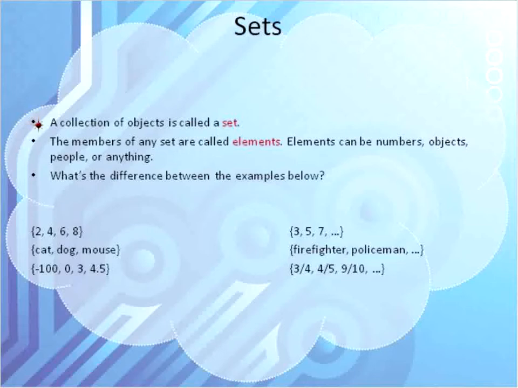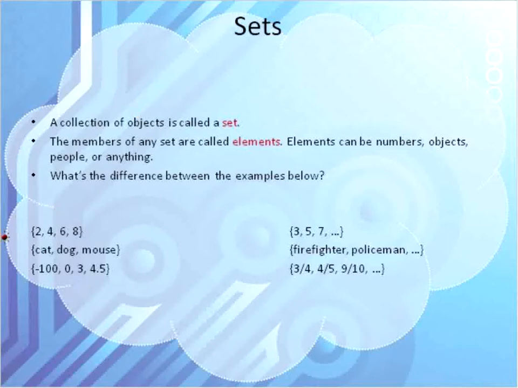Sets. A collection of objects is called a set. The members of any set are called elements. Elements can be numbers, objects, people, or anything. So if we're talking about the months in a year, the months of the year would be considered the set. The elements would be January, February, March, April, May, and so on. So sets can have numbers, but they can also be talking about people or objects or anything like that.